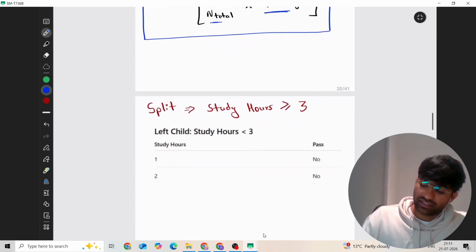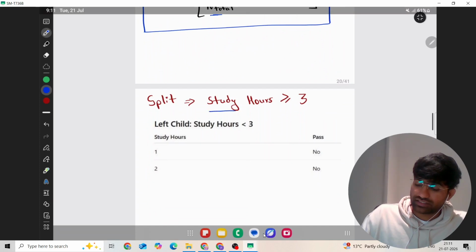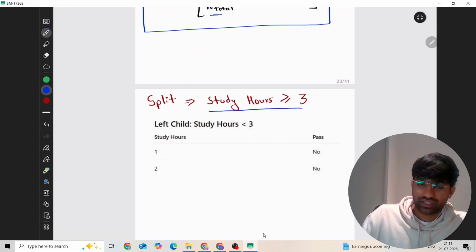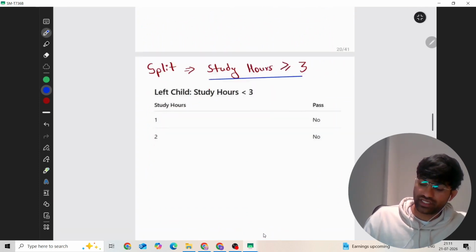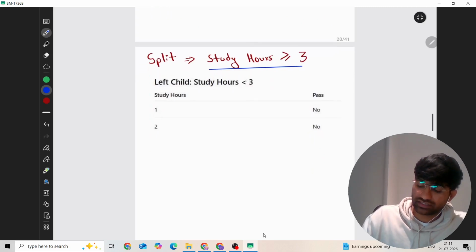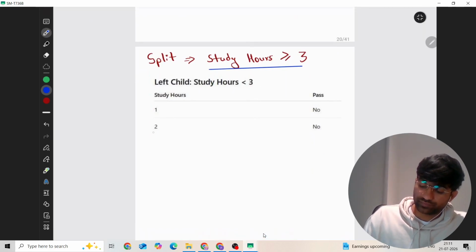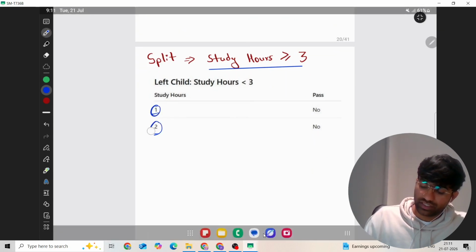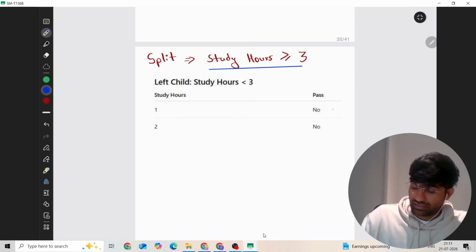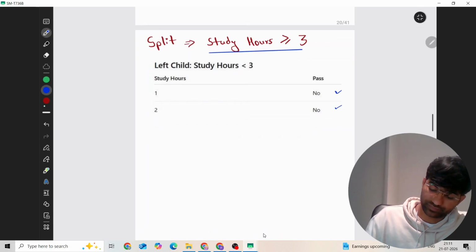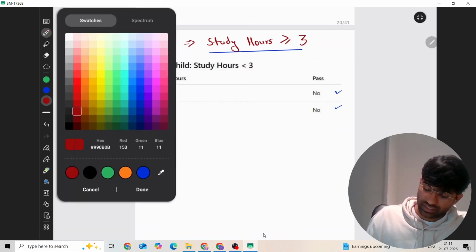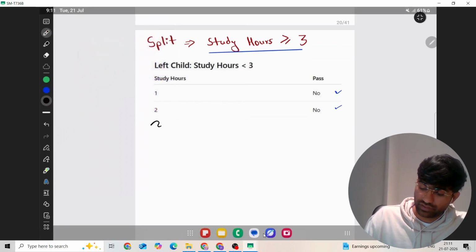I will consider here the example of study hours greater than or equal to 3 to split the data. So my left child, where my study hours are less than 3, is 2 rows, 1 and 2. Here study hours is 1 and study hours is 2. In both the cases, the student will fail. Let's start making the calculation for left child.